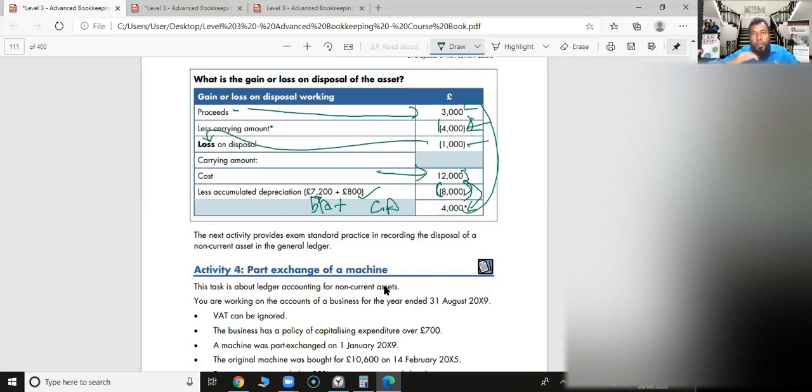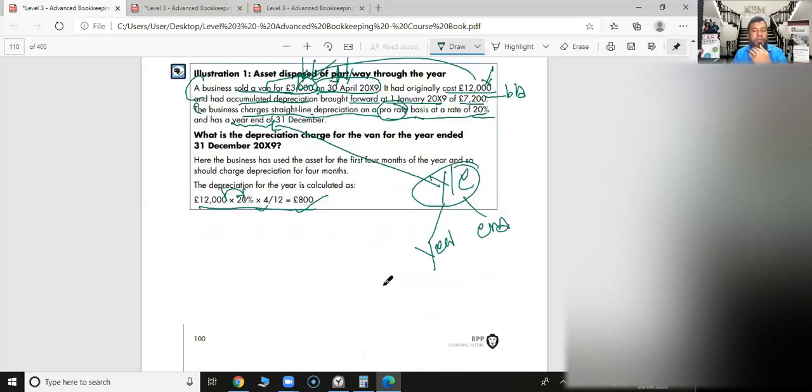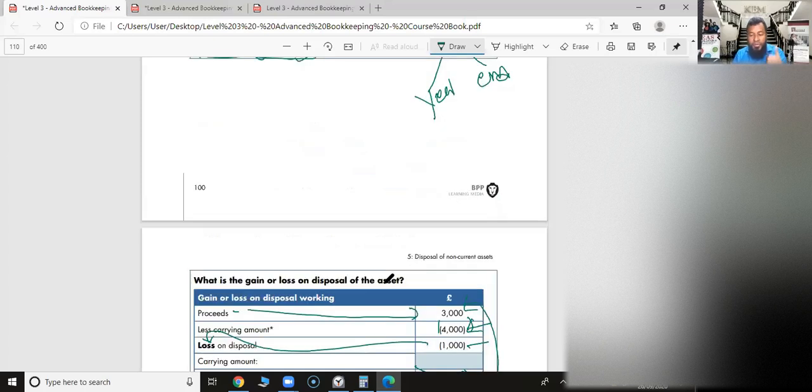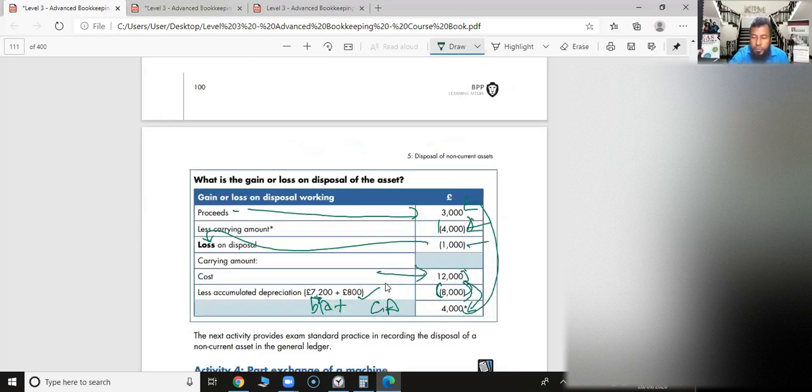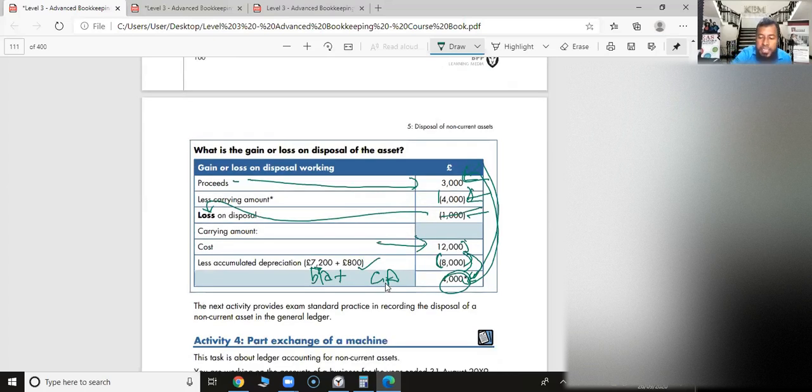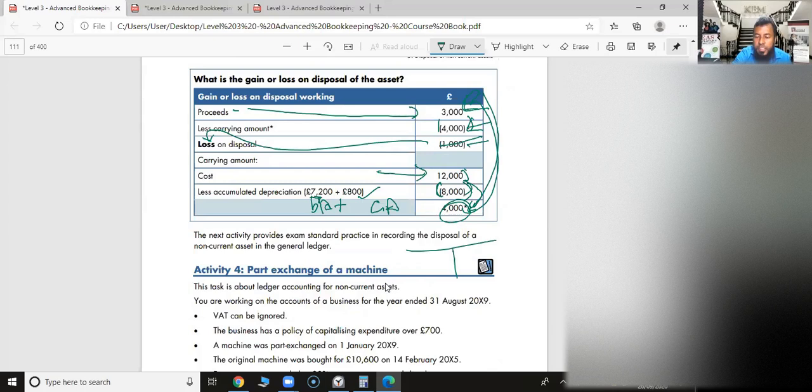I hope you are okay with the pro rata, month by month basis. The balance brought down of the accumulated depreciation plus this year's depreciation, which we had to calculate. We found the carrying amount, which is 4,000, but we sold it for 3,000. There's a loss of 1,000. And I hope you can do the T account of disposal. If you need to do a T account for asset, you can do it. You can do the accumulated depreciation account as well.